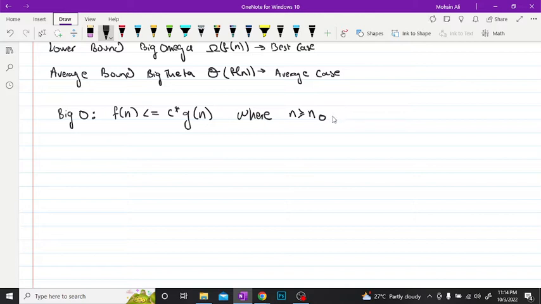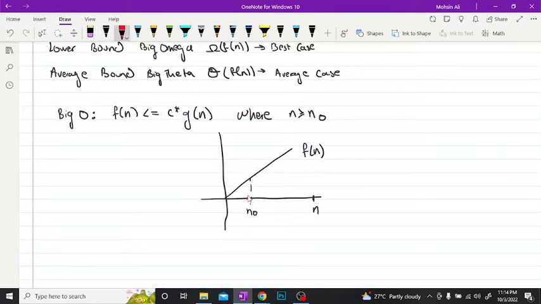Okay, so basically what this means is that if I have some function f of n, then this is some n and this is some n naught. And based on some n naught, our function g, let's say this is our function g, when multiplied by some constant c, should always be greater. This entire function should always be greater than f of n, starting from n naught till n.